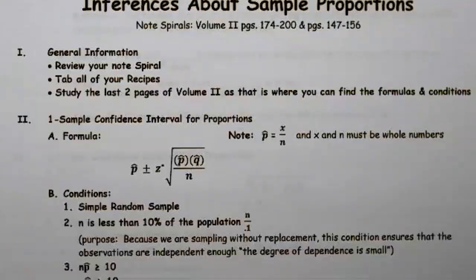Okay, so a couple things. As I've said before, review your note spiral. Tab all your recipes. That said, I'm going to try to get something up on the website, not this week, but next week. That could be a quick reference for you, so sometime next week you can quickly find things.